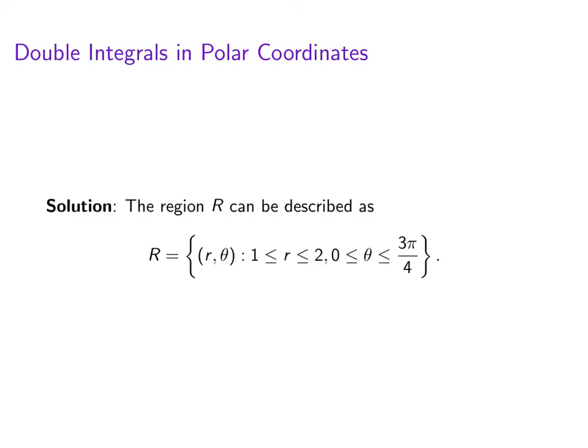Now we can describe this region just like this. So R is the set of points (r, theta). r goes between 1 and 2. Theta goes between 0 and 3 pi over 4.